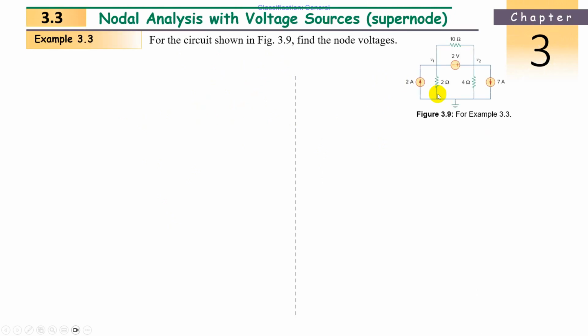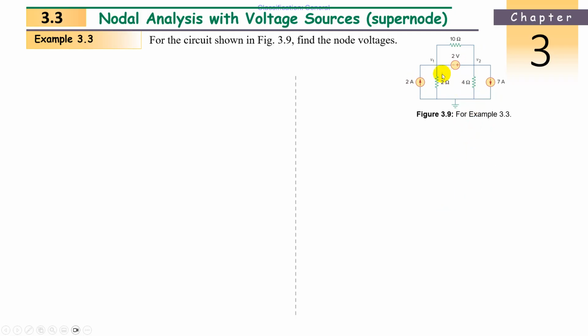This is the circuit. Now what do you observe in the circuit? Generally, node analysis means we have a current source, and here we also have a voltage source. Now it is not a general node analysis because it has a voltage source. When there is a voltage source in the circuit, the technique goes to the supernode.